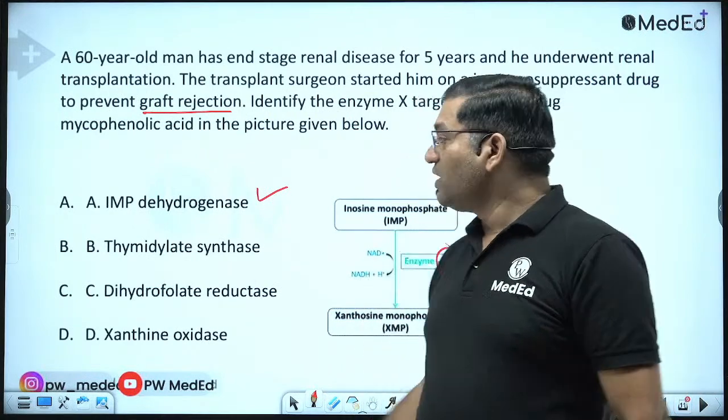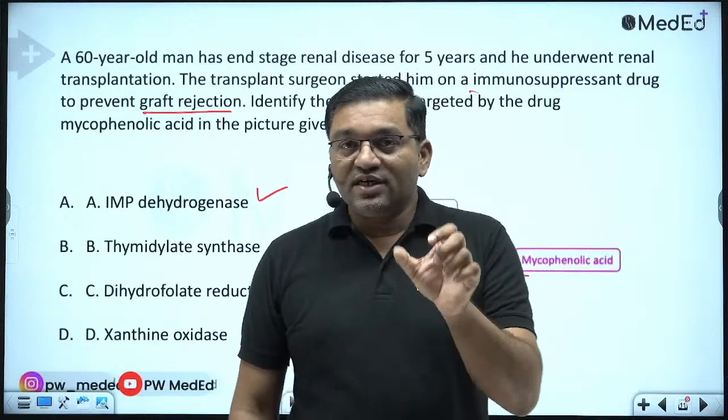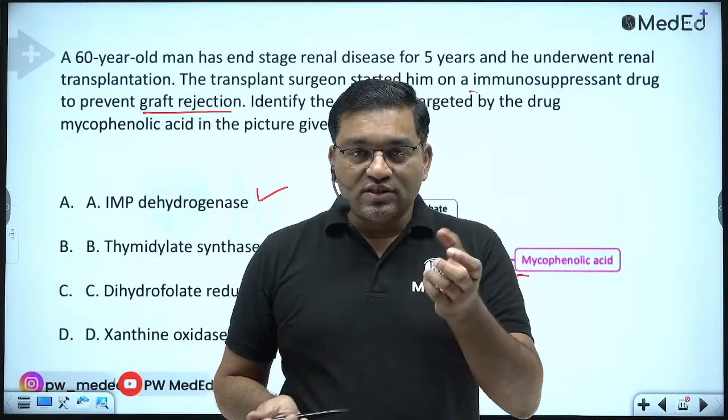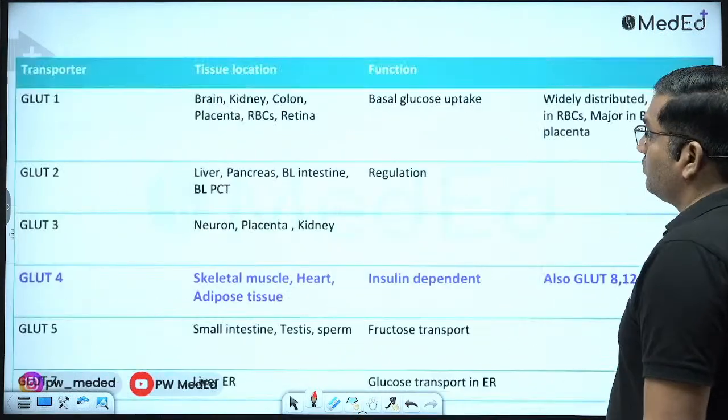Uncompetitive inhibitor of IMP dehydrogenase. In uncompetitive inhibition, the inhibitor attaches to the enzyme-substrate complex and lowers both. It decreases the Km value, and it decreases the Vmax.